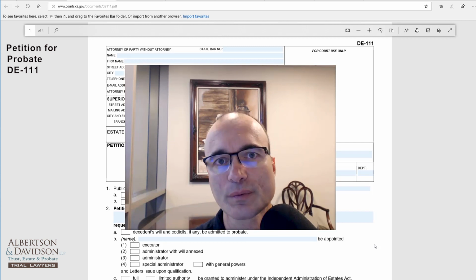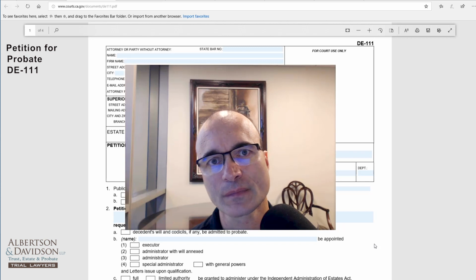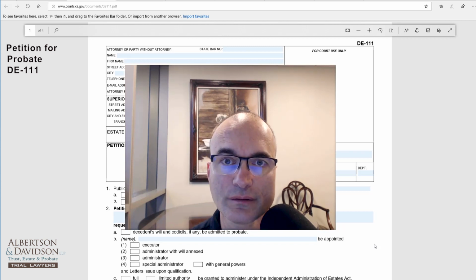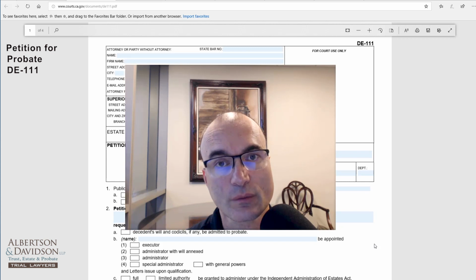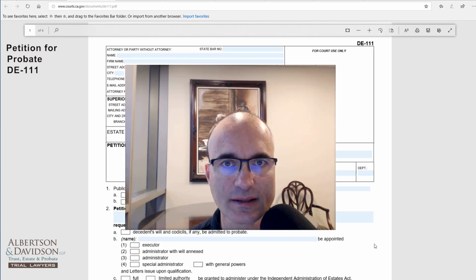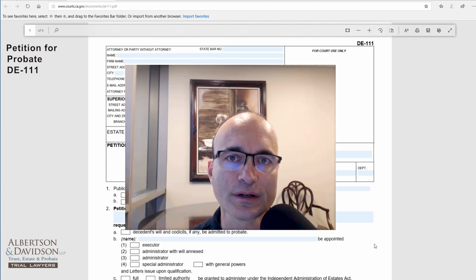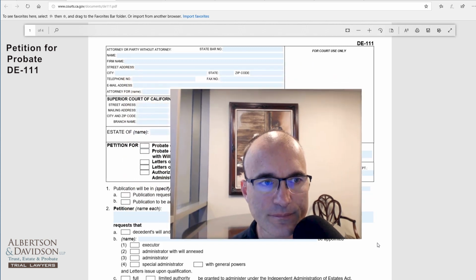If you're going to open a probate estate for somebody, either because they died with a will and you need to transfer some property under the will, or they died without a will and you have to do an intestate estate, this is the form that you're going to need to start the process.